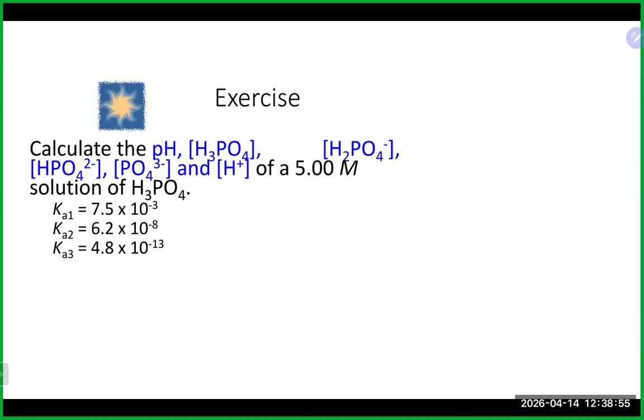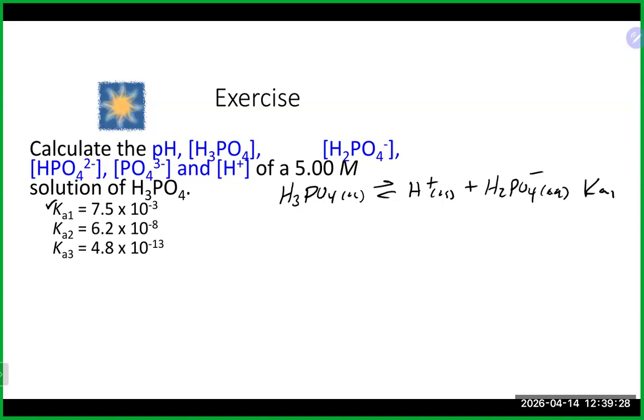So let's start with the first step that's going to happen, which obviously is our phosphoric acid here is going to lose one hydrogen, right? And it will make our H2PO4 minus. And as we just saw on the previous slide there, this is our Ka1 value here that we can look up in the table.